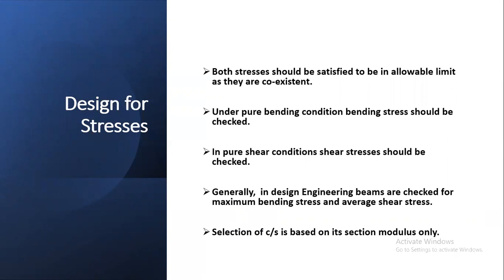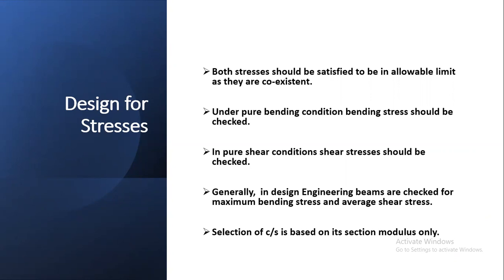Whereas in the other case, pure shear, a beam is subjected only to shear forces and the bending moment acting at the beam cross section is zero. So that is called the pure shear condition in the beam. At that time we can check the beam only for shear stresses, and need not check for bending stress in that condition. And generally, in design engineering, beams are checked for maximum bending stresses and the average shear stresses.